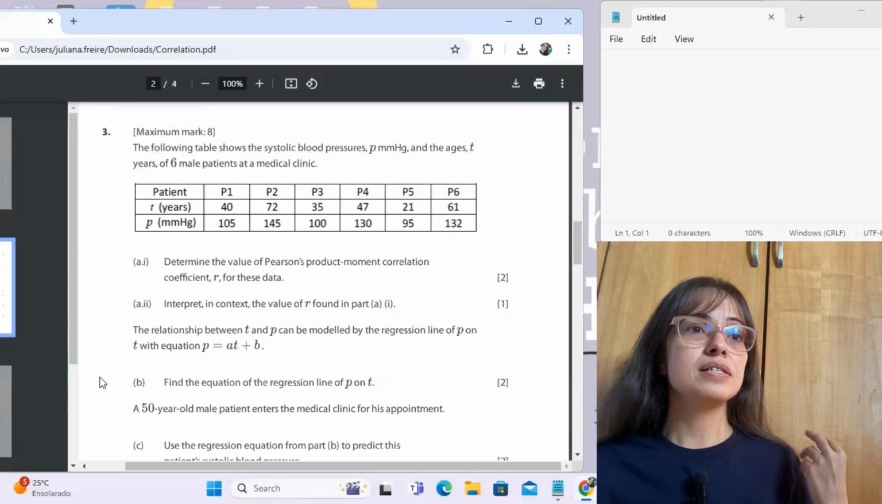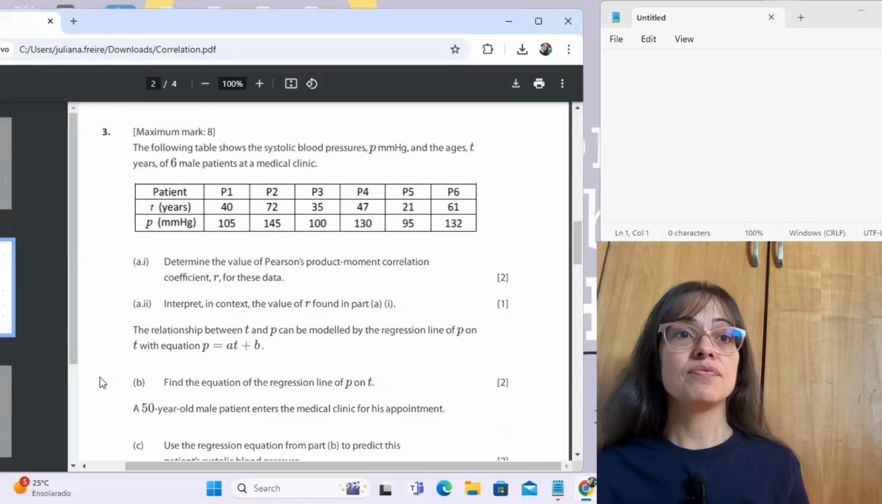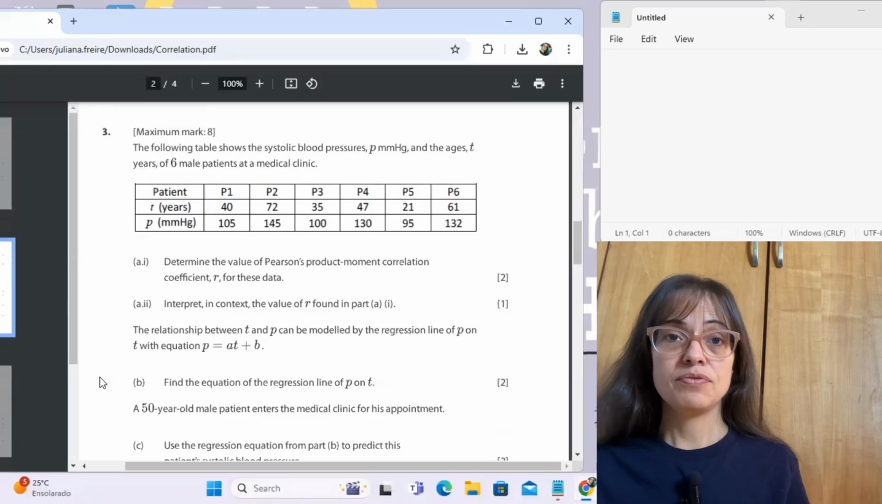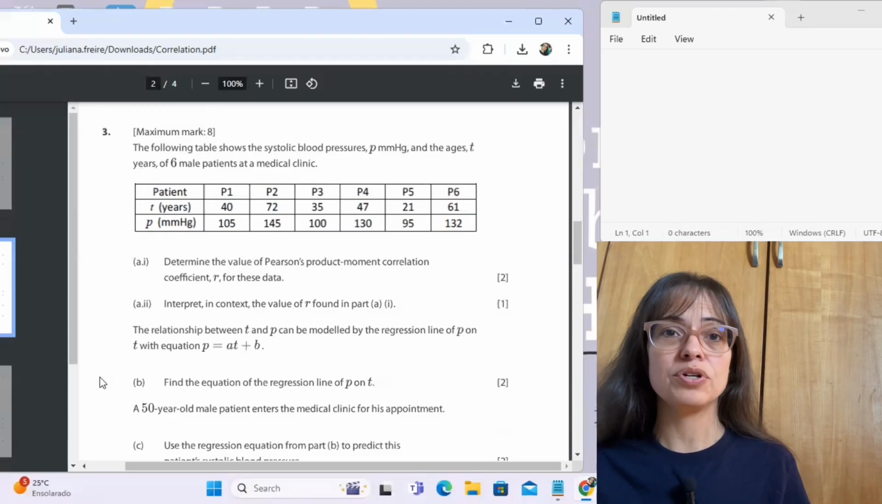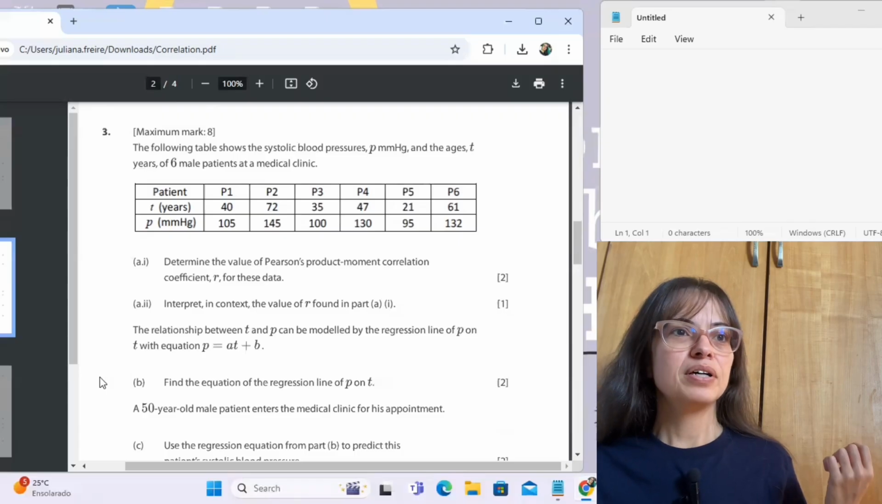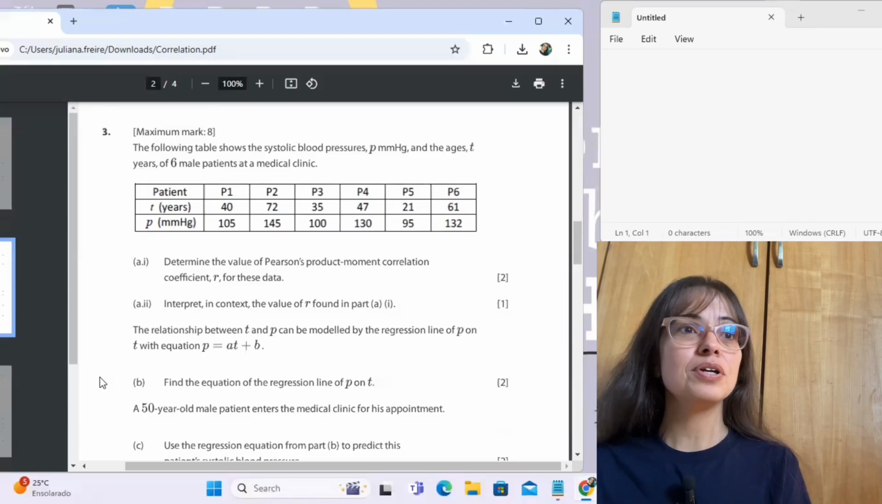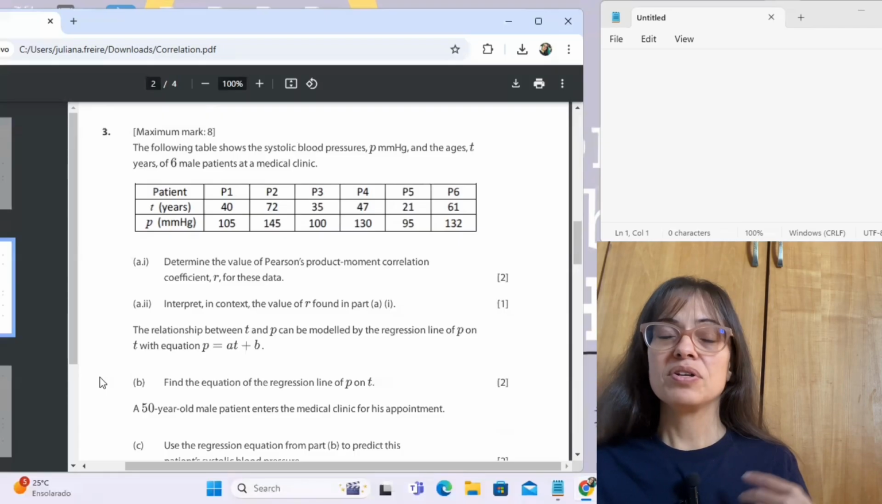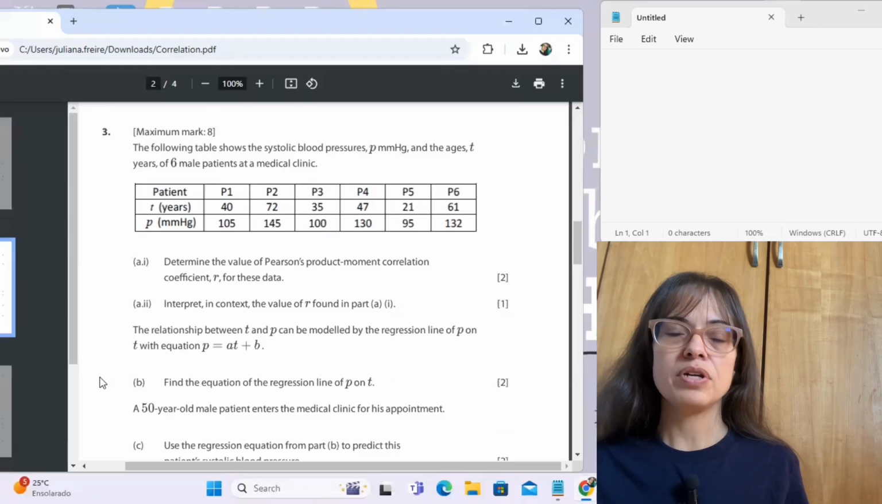And then he says, interpret in context the value of R. This is a different word than the one I was talking to you about in the beginning of the video. I was talking about how to answer the word describe. But interpret is also a good word. He wants you to say whether it's strong or weak, positive or negative.